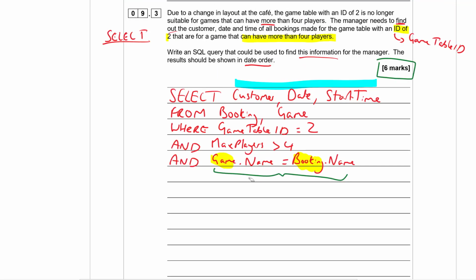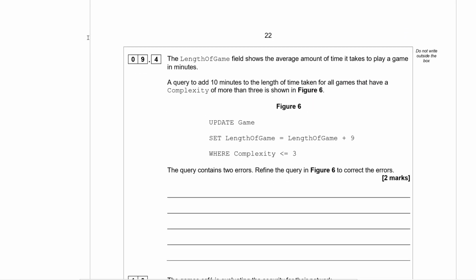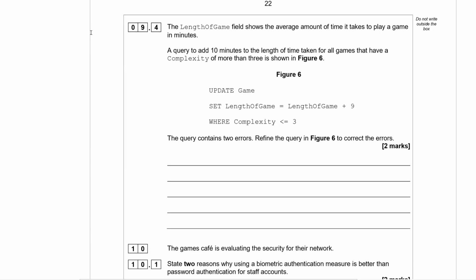Okay, the final thing we need to do is order by date. It doesn't say which way to order it, so we can just go order by, and the thing people forget is the syntax: order by, and we say the field we're sorting based on, which is date here. Now you might have ascending, descending. Because it doesn't say ascending or descending, we can just leave that blank. That should be fine. Okay, now moving on to another SQL question.